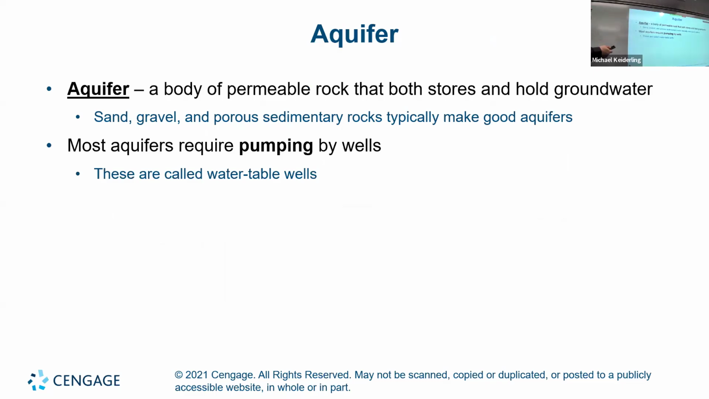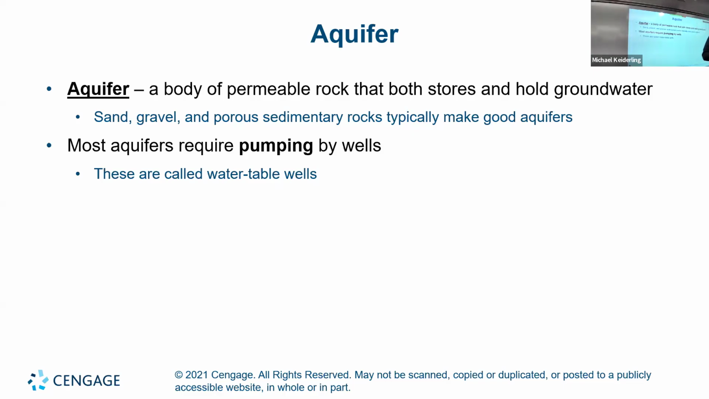So if you have a body of permeable rock that both stores and holds groundwater, that's called an aquifer. So things like sand, gravel, porous sedimentary rocks, these make good aquifers. And most aquifers require pumping by wells. Because usually the water's underground, you have to pump it up. So you can have some aquifer, these are called water table wells.